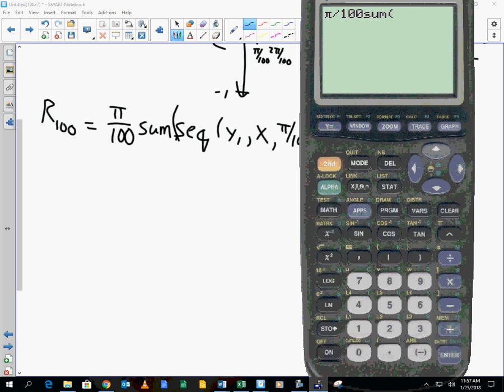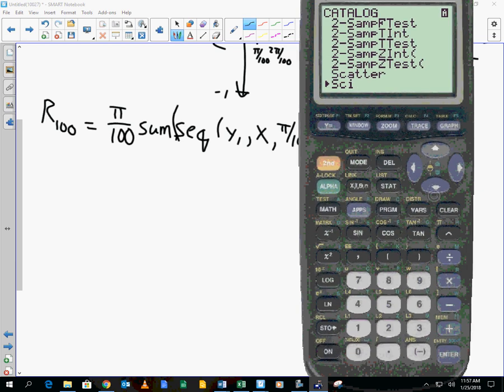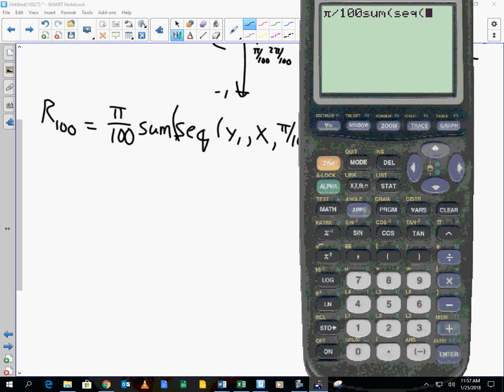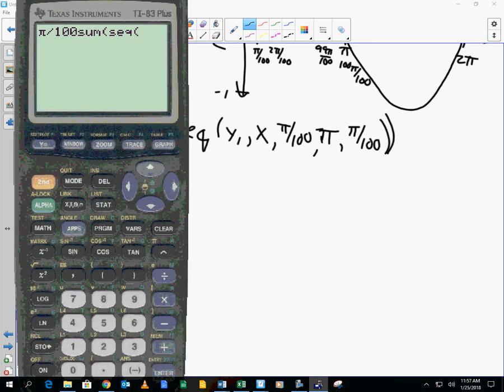Okay, now what do I grab? So I do the same thing, catalog, and I'll go S for sum, or for sequence. I'm going to scroll down, and it looks like I do this sequence one, the one with the parentheses, smaller case sequence. Enter. SEQ parenthesis.